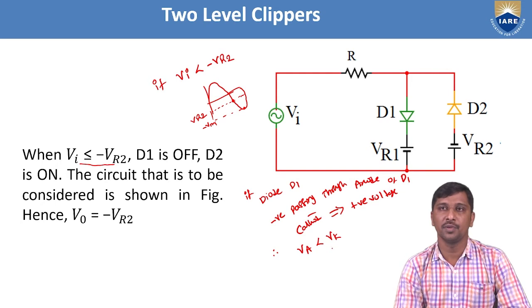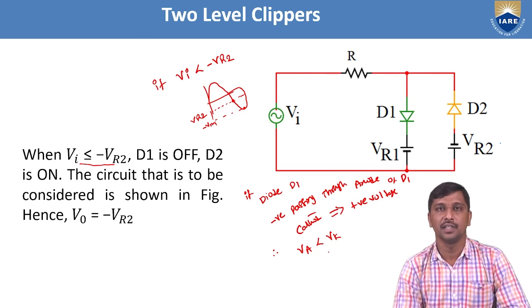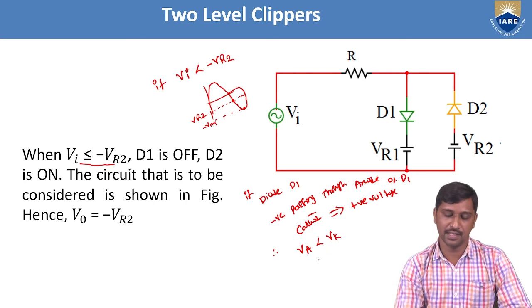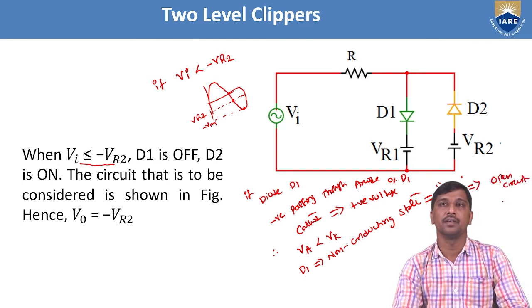From this point of view, if the anode voltage is lesser compared with the cathode voltage, we know that the diode enters into the non-conducting state. Hence, here the D1 enters the non-conducting state. If it is a non-conducting state, the state is represented as the off state here. So, if it is off state, then we need to replace it with the open circuit model here.